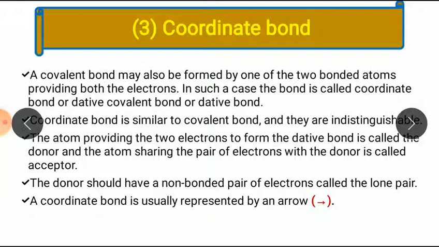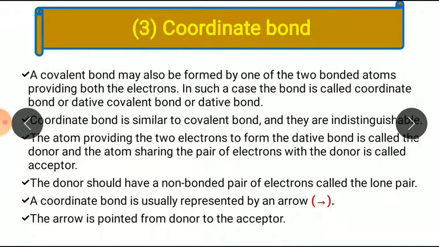See, between the covalent bond and coordinate bond there is a slight difference in representation. Actually, they are indistinguishable. A covalent bond is denoted by a single line, but the coordinate bond is denoted by an arrow. The arrow is pointed from donor to the acceptor. Suppose the donor is giving the electrons to the acceptor, then the arrow should be pointed to the acceptor.